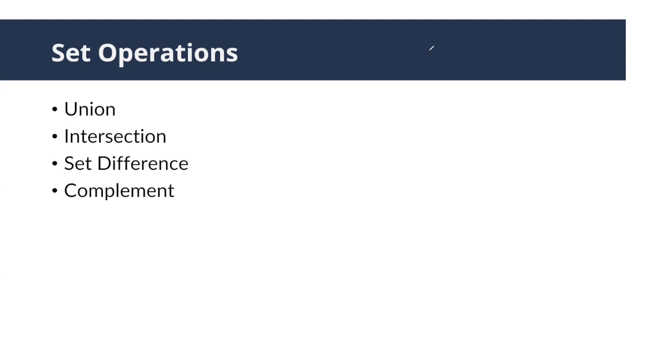Next, we'll talk about all the set operations, and they are union, intersection, set difference, and complement. For each of them, we'll give the definition, the set description, and we'll see some examples. First, union.